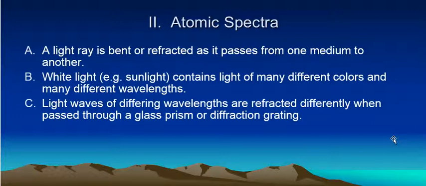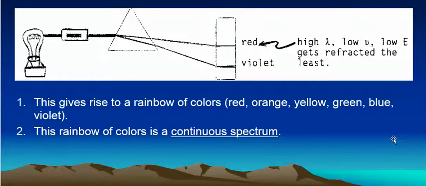As light passes from one medium to another, it's bent or refracted. White light, like sunlight, contains light of many different colors and wavelengths. Light waves of different wavelengths are refracted differently when they are passed through a prism or diffraction grating. So if I have white light that passes through a prism, as in this example right here, you will see that it refracts those wavelengths differently. Red gets refracted the least because it has the highest wavelength. And what you will get when you have white light is a rainbow of colors. It's called a continuous spectrum: red, orange, yellow, green, blue, indigo, and violet.